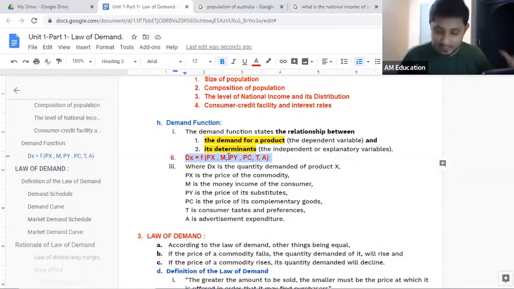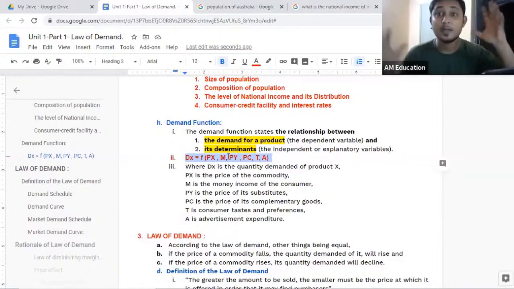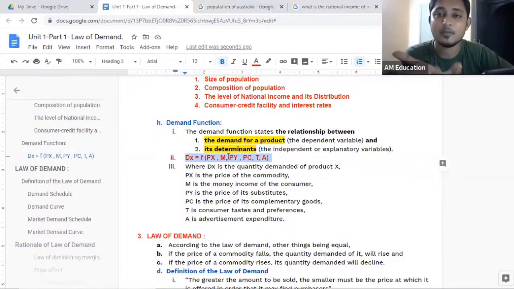How did you tell that? This is a function. This is how all the determinants function. This is how the price of the product influenced it, the price of the related product influenced it, income of the consumer influenced it. The taste and preference of the consumer influenced it, consumer expectations influenced it, and all the other factors that are available influenced all of these things together, and this is the demand for this product.